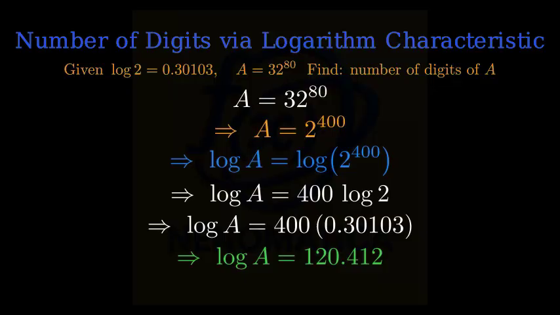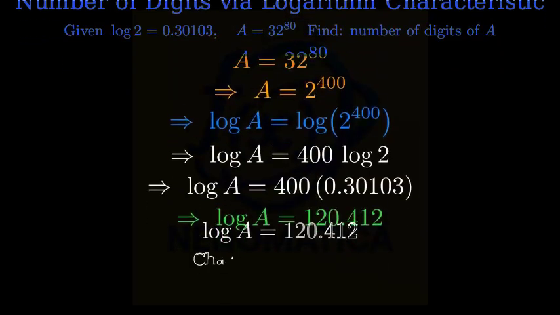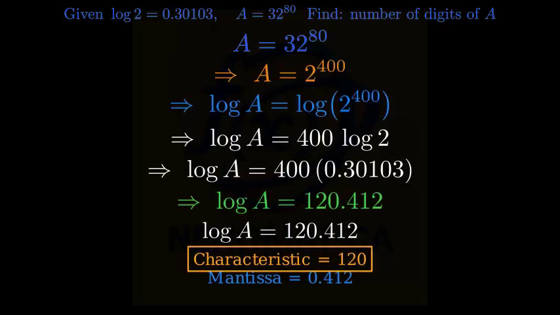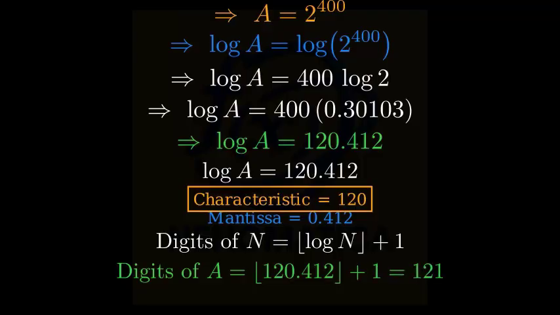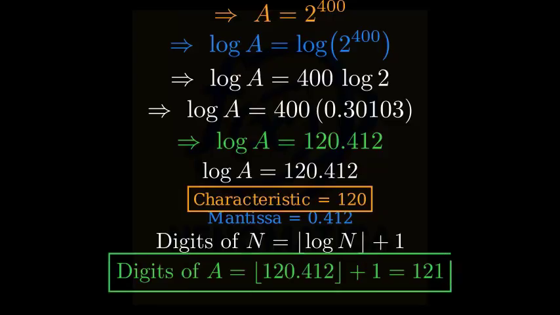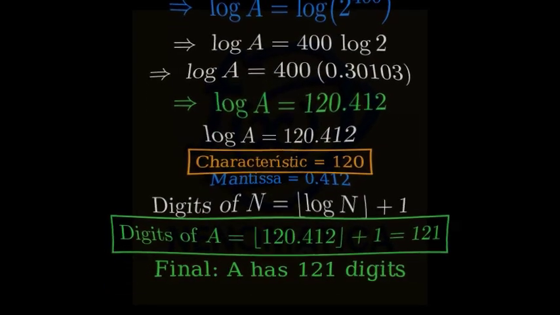Multiply to get log a equals 120.412. To count digits, we only need the characteristic, which is the integer part of the common logarithm. Let's split 120.412 into its characteristic and mantissa. The characteristic is 120. The mantissa, or fractional part, is 0.412. The number of digits of a positive integer n equals floor of log base 10 of n plus 1. Using our value, the number of digits of a is floor of 120.412 plus 1, which is 121. Therefore, a is a 121-digit number.